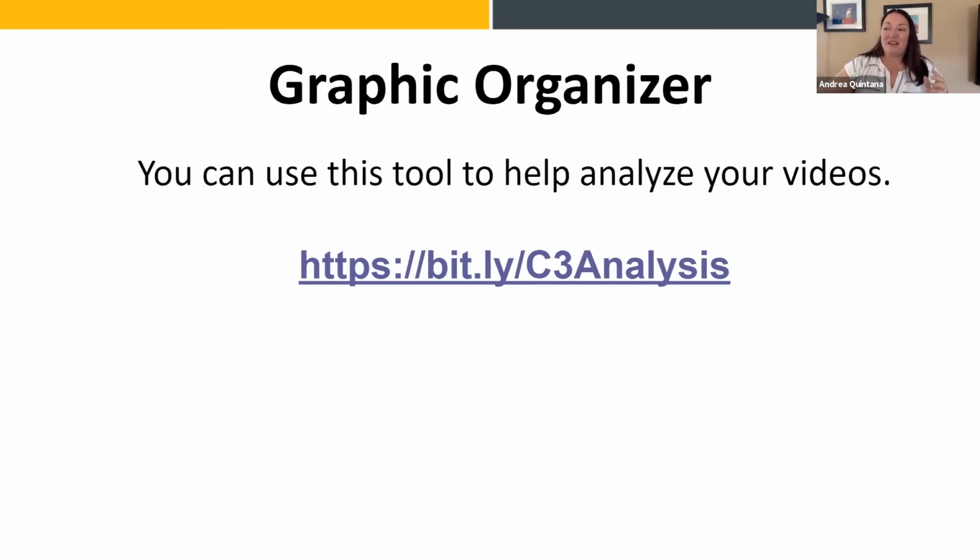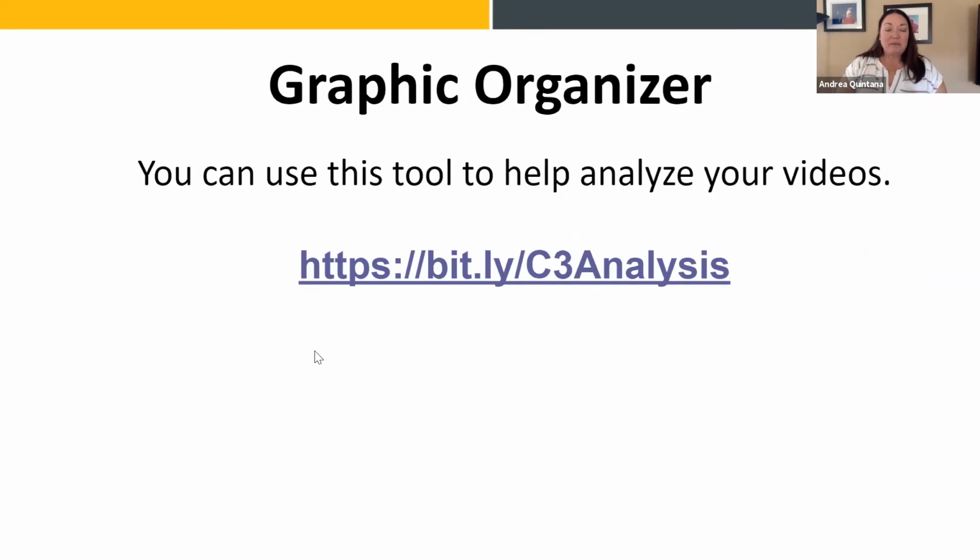And again, there's a graphic organizer to really help you as you're analyzing your videos. So grab that paper as you're watching your videos. You can start writing down things you hear, things you see, so that when you put it into your paper, you have all of the exact details that are happening in your lesson.